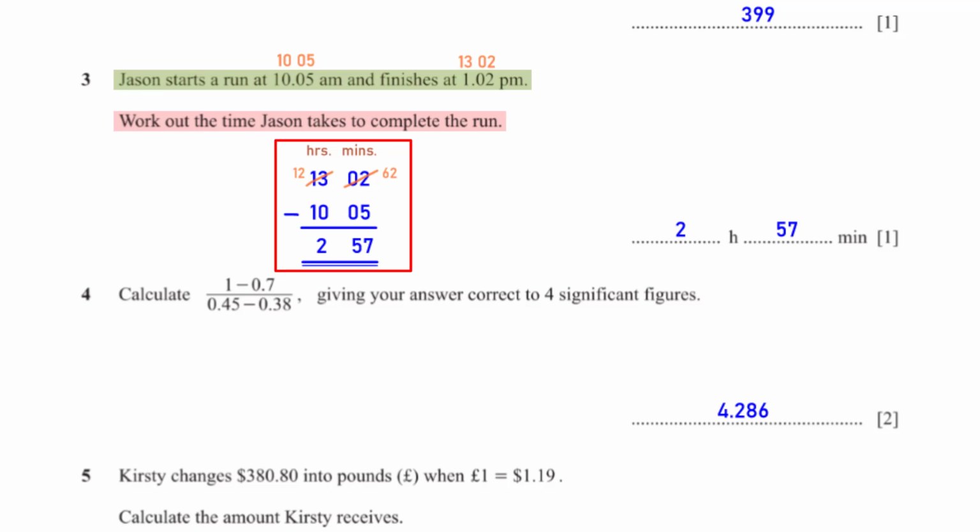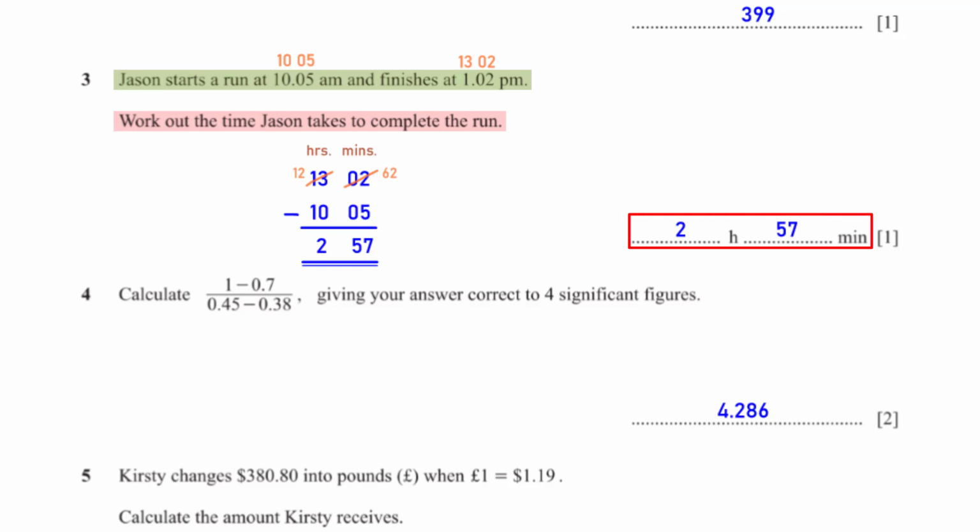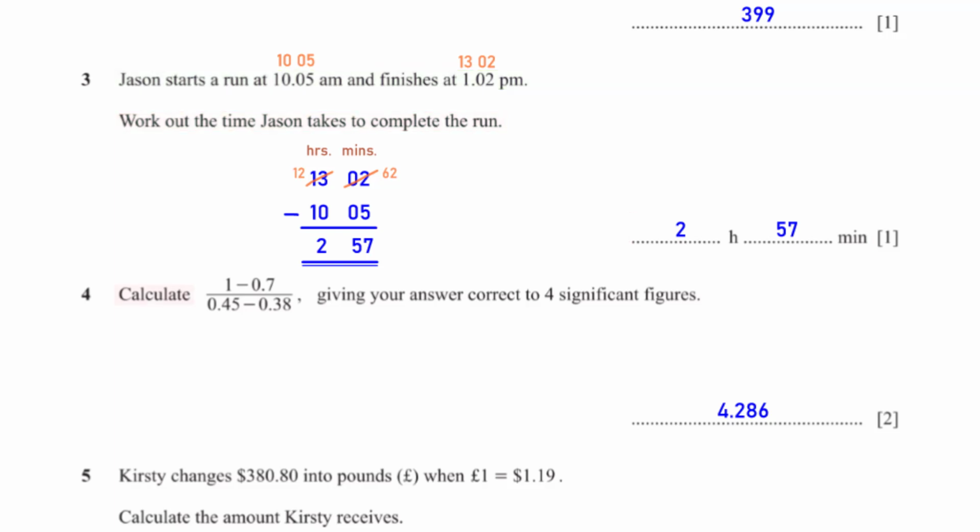Under the minute column, we can't subtract 5 from 2, so we get 1 hour from the hour column, which becomes 60 minutes under the minute column. So we have 62 minutes. So 62 minus 5 is 57. Under the hour column, 12 minus 10 is 2. So the time duration is 2 hours 57 minutes.